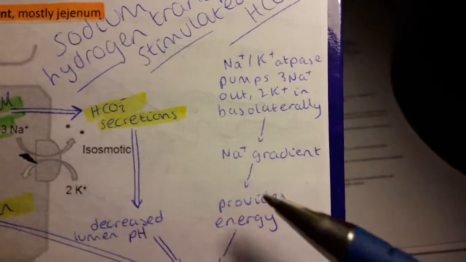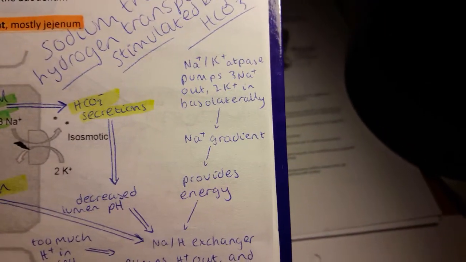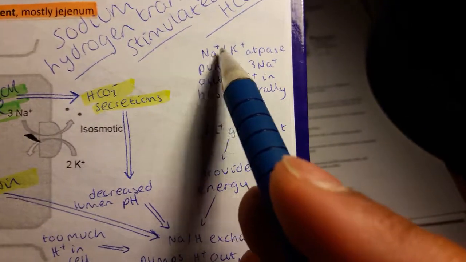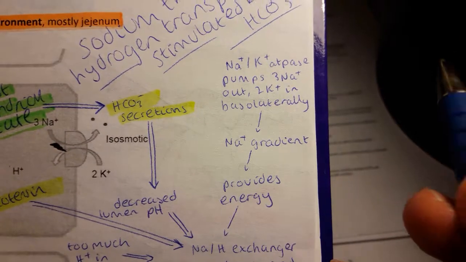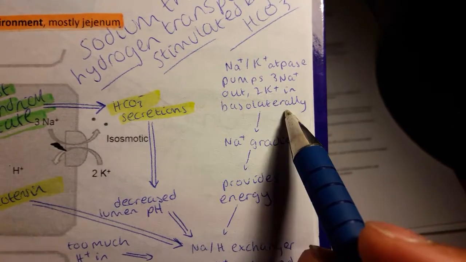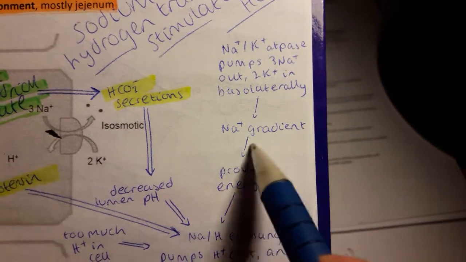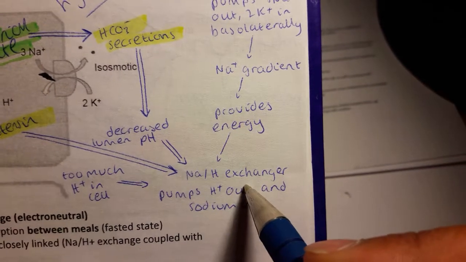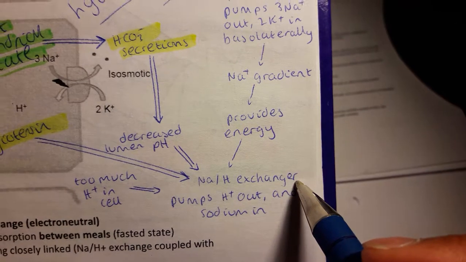Now, the way this happens is it's similar to the sodium glucose, sodium amino acid co-transport, in that again the sodium potassium ATPase pumps 3 sodium out on the basolateral side and 2 potassium in, right? Which sets up a sodium gradient, which then provides the energy for sodium to enter the cell and hydrogen to be pumped out through the sodium-hydrogen exchanger.